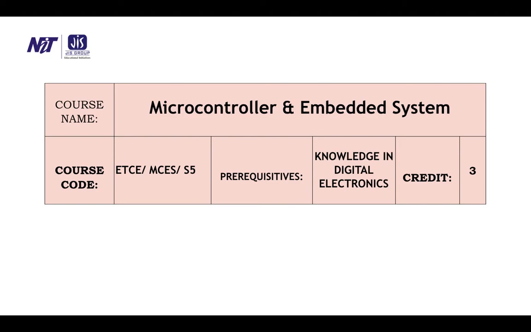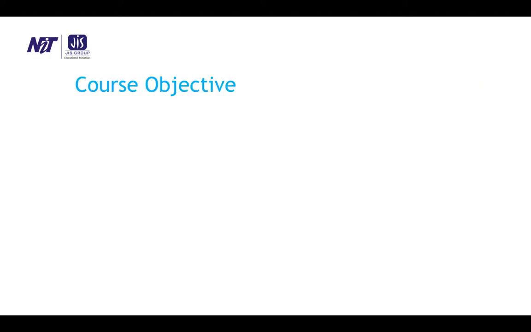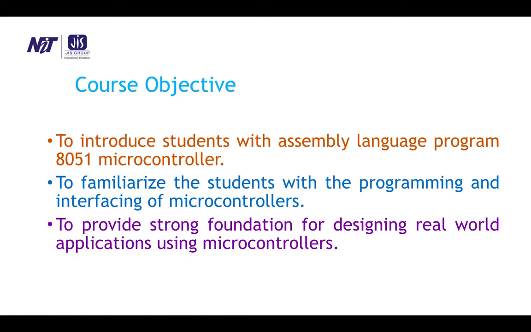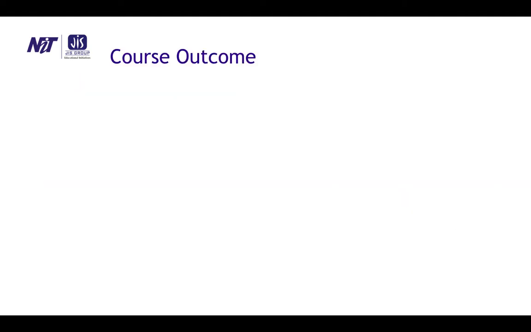Course name: Microcontroller and Embedded System. Course code: ETCE MCES S5. Prerequisites: knowledge in Digital Electronics. Credit: 3. Course objectives: to introduce students to Assembly Language Programming of the 8051 microcontroller, to familiarize the students with the programming and interfacing of microcontrollers, and to provide a strong foundation for designing real-world applications using microcontrollers.